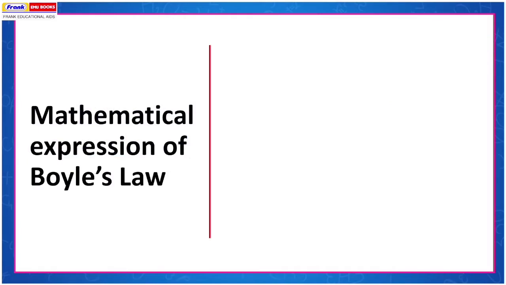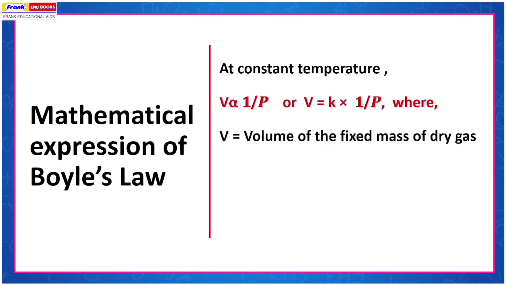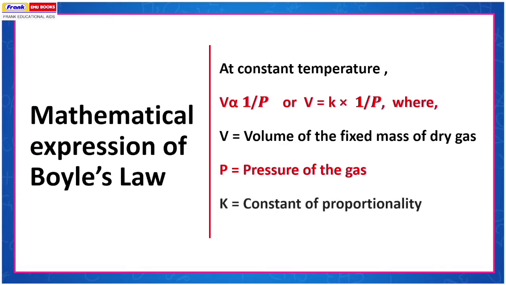Mathematical expression of Boyle's law. At constant temperature, V is inversely proportional to P, or V equals K into 1 by P, where V is the volume of the fixed mass of dry gas, P is the pressure of the gas, K is the constant of proportionality. Therefore, PV equals K, or constant.